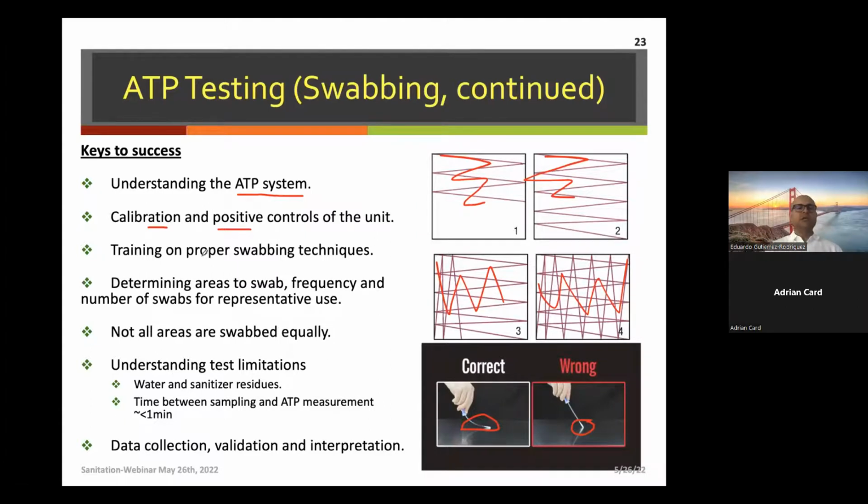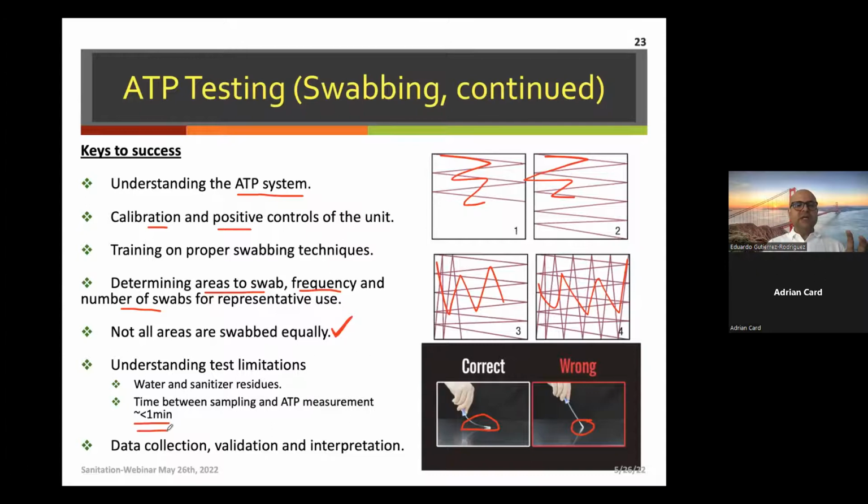We talked a little bit about proper swabbing. And the other thing that is important is determining which areas need to be swabbed, what is the frequency of swabbing, and how many swabs we need to take. We're going to get there in the next slide. But one of the things that is key is that not all these areas need to be swabbed identically. And one of the other mistakes that I see is that sometimes they take the sample and it takes forever for them to put it in the luminometer to measure the ATP. So the best practice is that you do this in less than 1 minute, okay? But it's going to depend also on the type of machine that you're using.